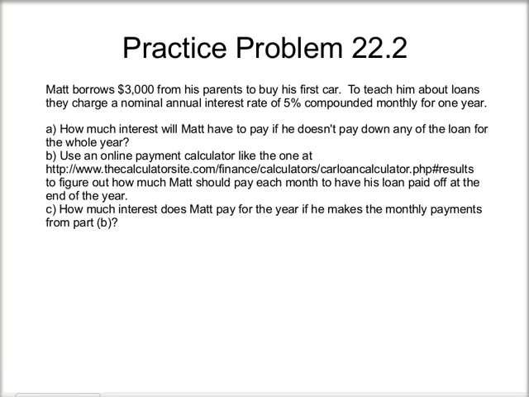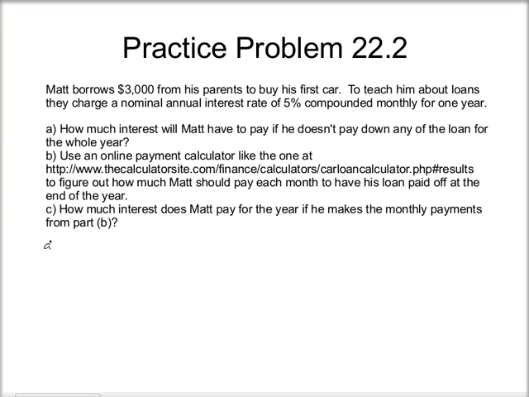Let's go through practice problem 22.2. Matt borrows $3,000 from his parents to buy his first car. To teach him about loans, they charge a nominal annual interest rate of 5%, compounded monthly for 1 year. For part A, I want to know how much interest Matt will have to pay if he doesn't pay down any of the loan for the whole year.